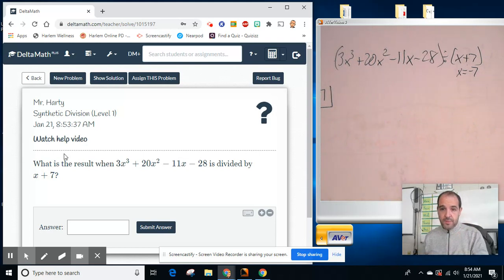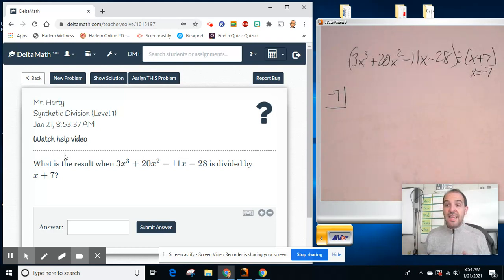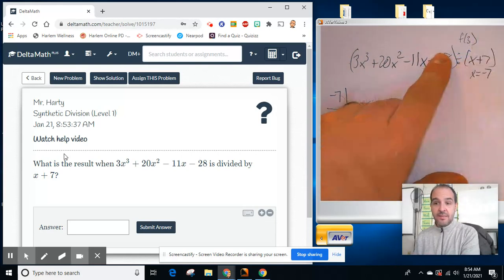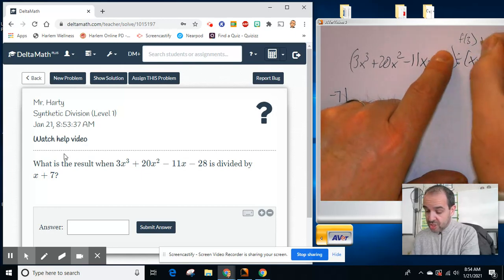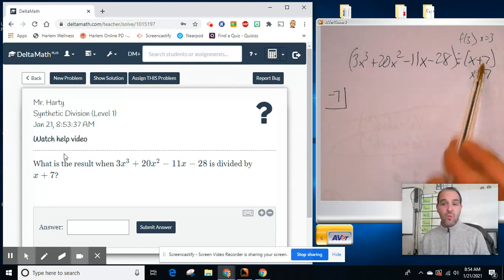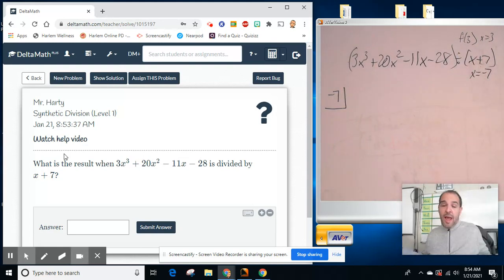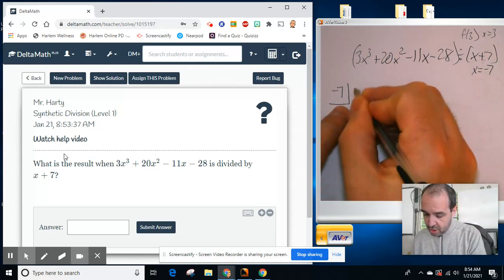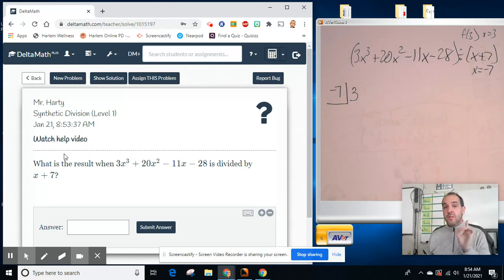If it just says divided by f of 3 or something, okay? If it looked something like this, then you would just use the value that's in the parentheses. So you've got to be able to tell the difference between these, because you may get either one. I can't tell you. So here, -7, and then just copy your coefficients, making sure that you don't have any degree gaps.